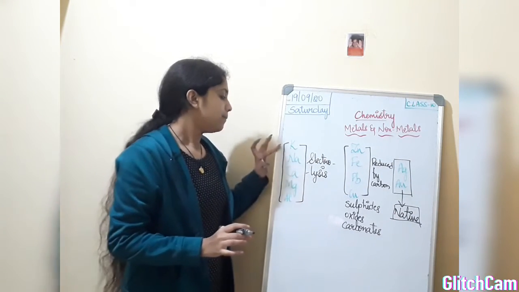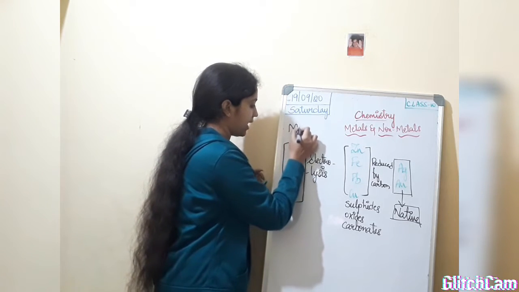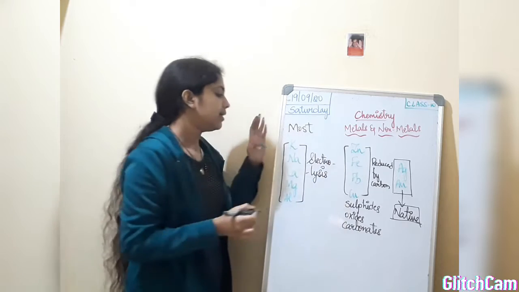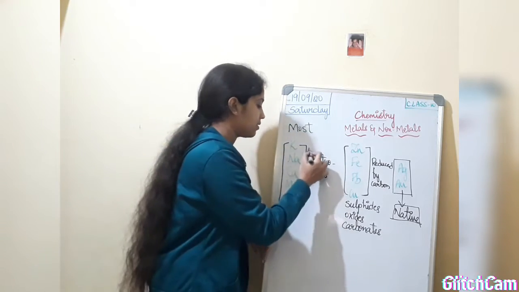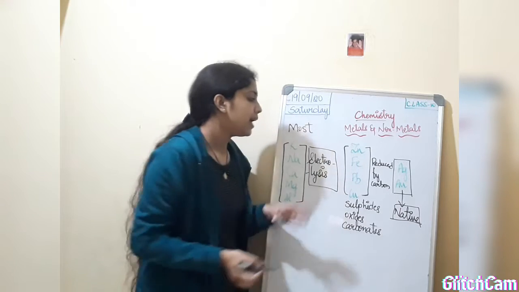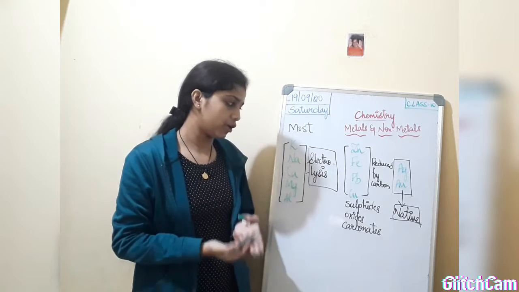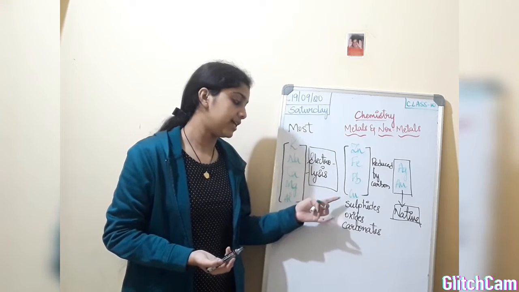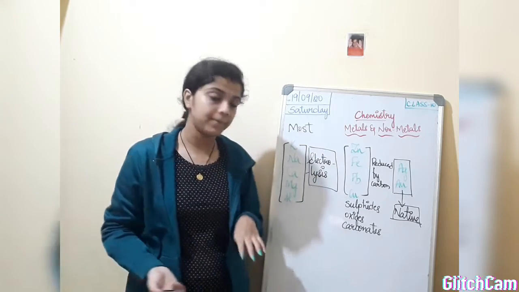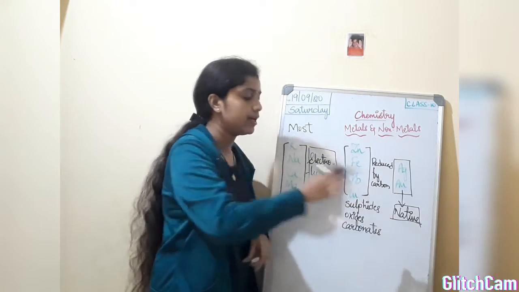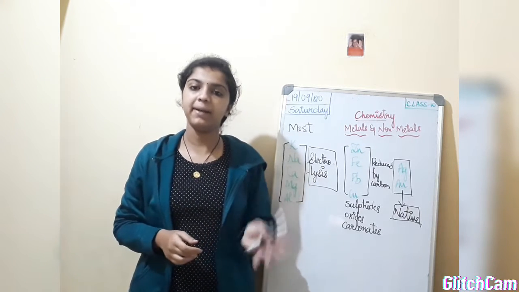So potassium, sodium, calcium, magnesium and aluminium are the most reactive metals and must be reduced to their original form by a process called electrolysis. Zinc, iron, lead and copper are moderately reactive, found in the form of their sulfides, oxides or carbonates, and must be reduced by carbon. And silver and gold are always found in their native state because they are the least reactive metals.